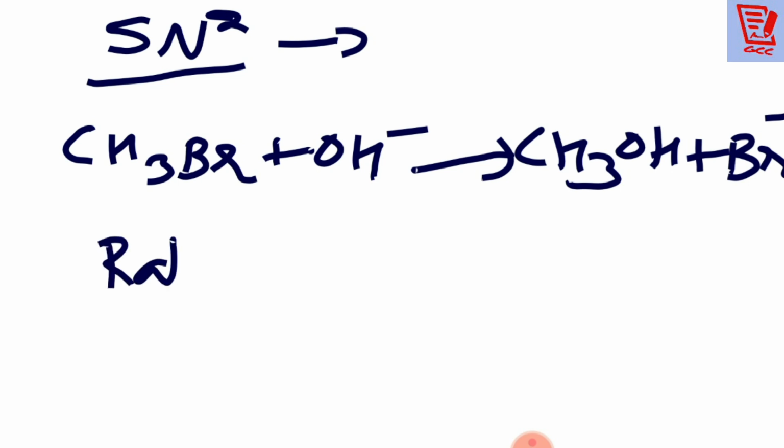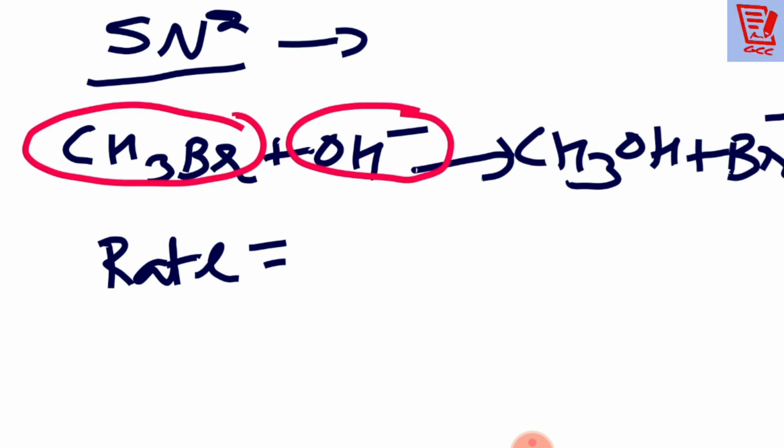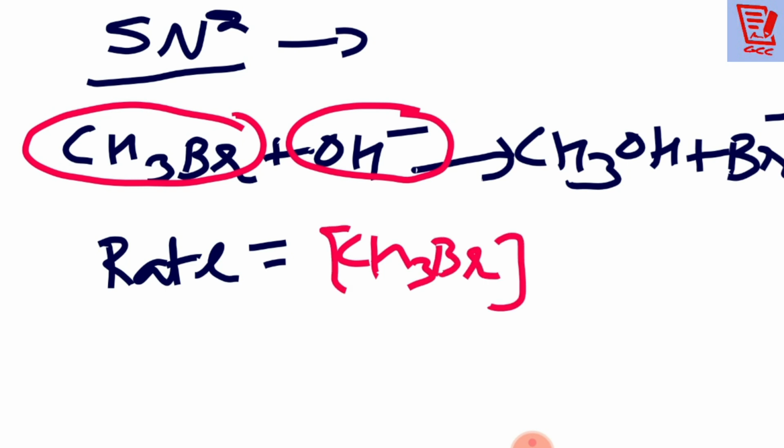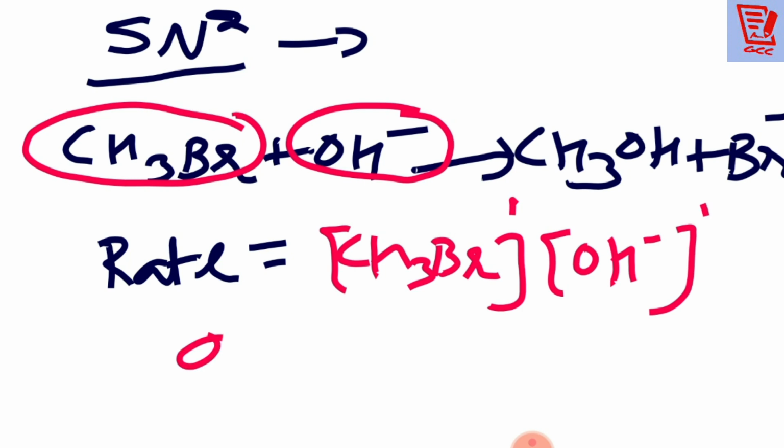And here the rate is equal to, now see, 1 and 1. Two reactants are there, CH3Br and the OH negative. How many reactants are there? There are total 2 reactants. So here 1 and here 1. 1 plus 1, 2. Order of the reaction will be equal to 2.